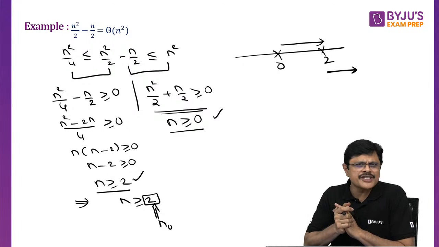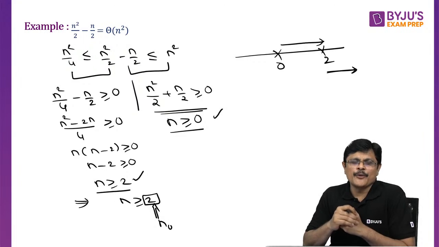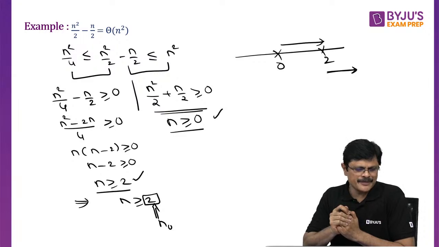The big theta notation is clear. This is how we need to verify whether a given function is big theta of another function or not. Okay?